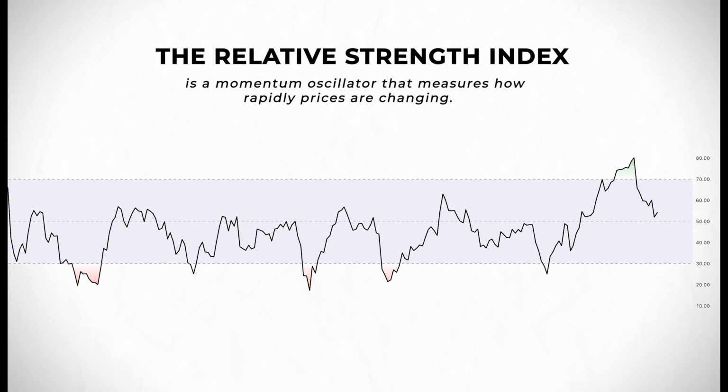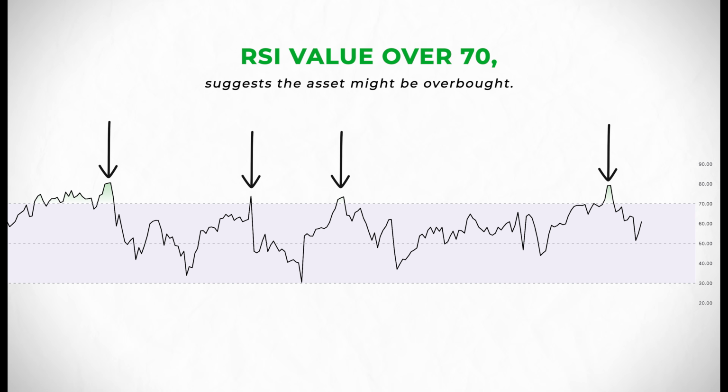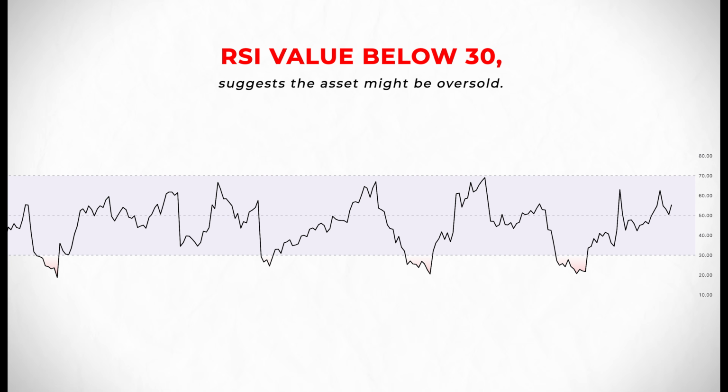So having covered moving averages and their role in trend analysis and as dynamic levels of support and resistance, let's move to another pivotal indicator in our technical arsenal, which is the Relative Strength Index, or RSI, which is a momentum oscillator that measures how rapidly prices are changing. So if the RSI value is over 70, it suggests that the asset might be overbought. It's very similar to stretching a rubber band too far, so it might snap back. On the other hand, an RSI below 30 indicates the asset could be oversold.